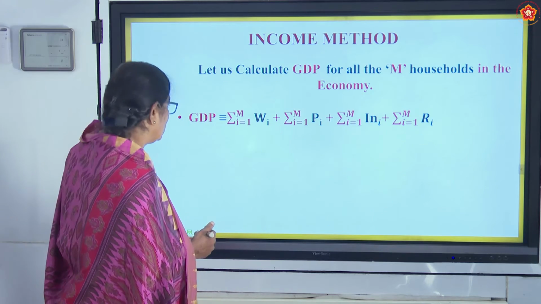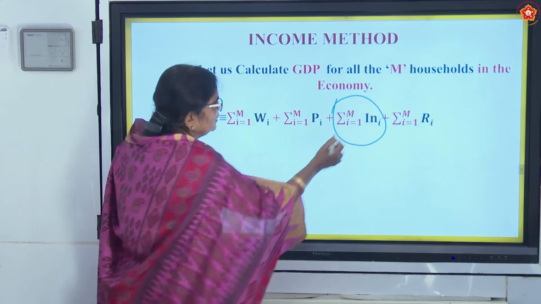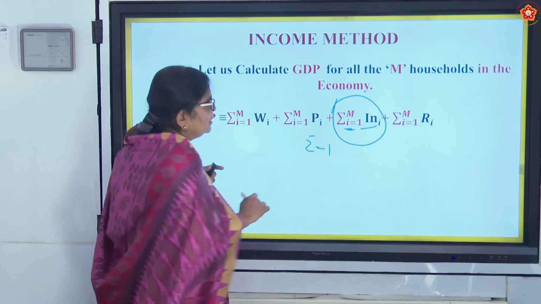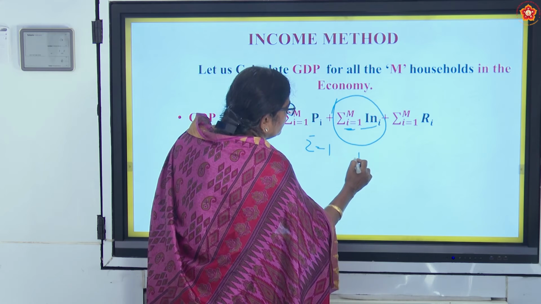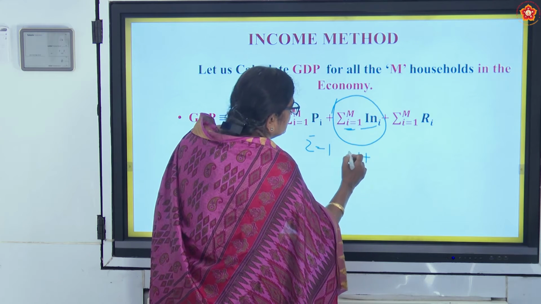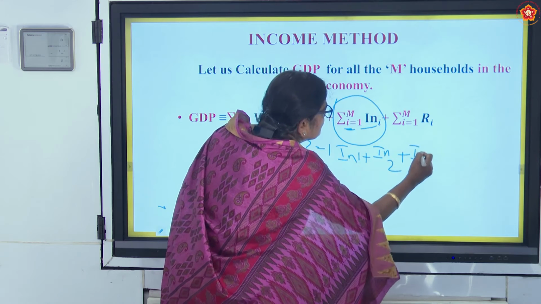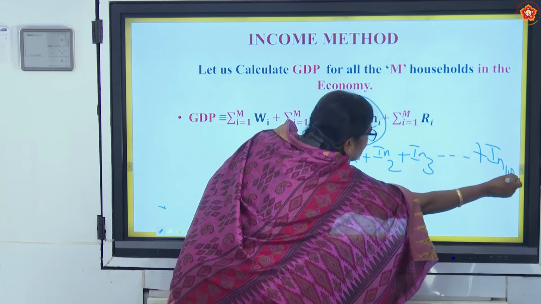Therefore, we have finished that one. And now interest, again the same concept. Interest earned by the ith household, i equal to 1. Then here we will say again, for 100 households, how will you write? 1 plus interest 1, interest 2, interest 3, plus interest earned by the 100th household.